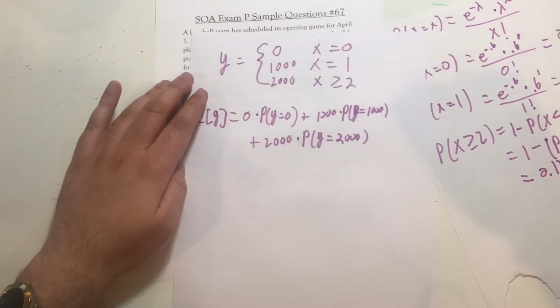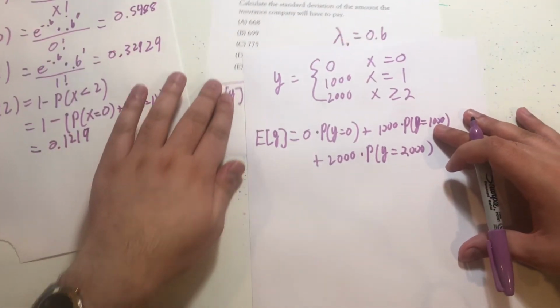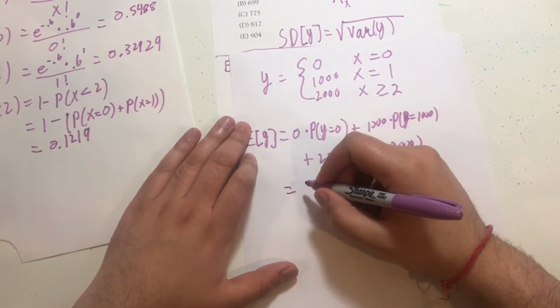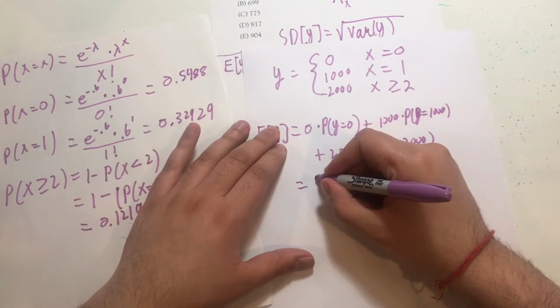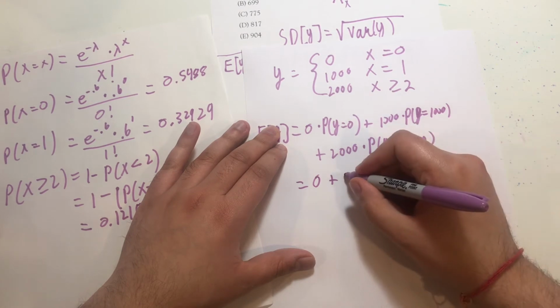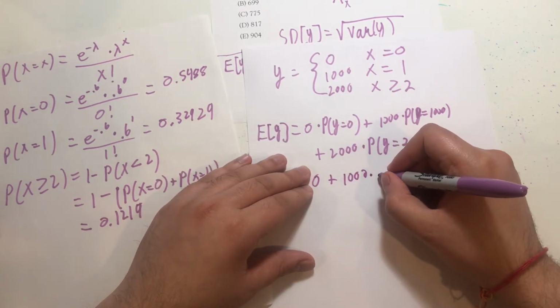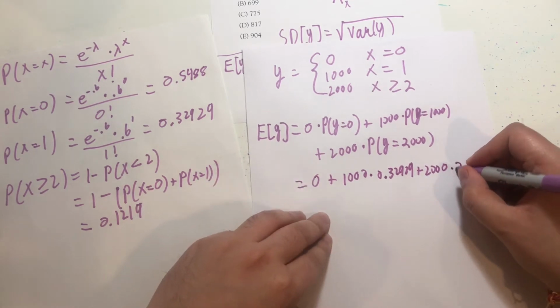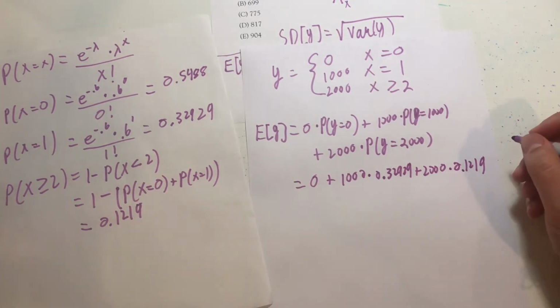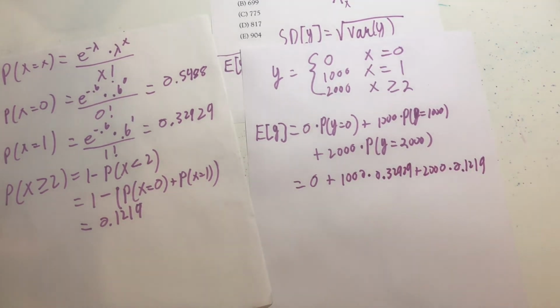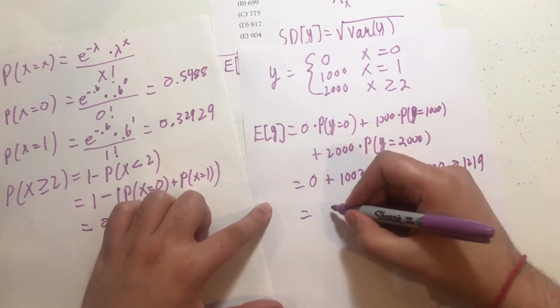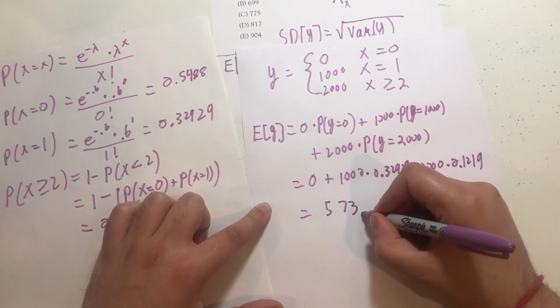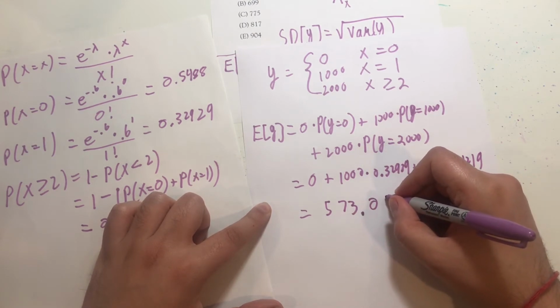Okay? Now I'm able to substitute. Move that up. And this will be equal to, 0 times anything is just 0, so I'm just going to leave that as 0, plus 1,000 times 0.32929 plus 2,000 times 0.1219. And again, that is just something to plug into my calculator real quick. Okay, not too bad. That is 573.89, around there.